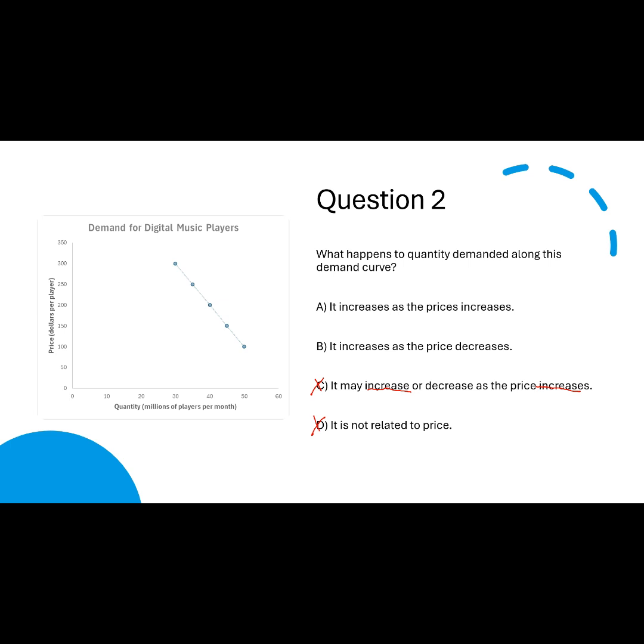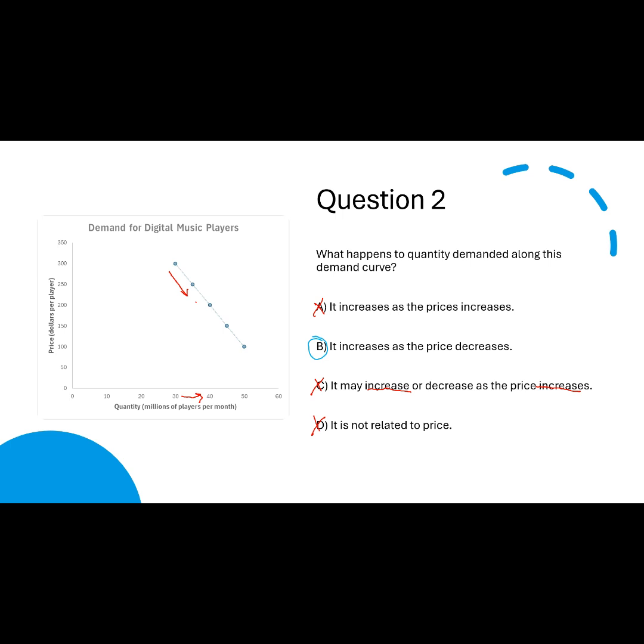It increases as the price decreases. Well, as the price falls, the quantity, as we can tell, increases. So that one looks like it might be right. And then A, it increases as the price increases. Well, that's definitely wrong, because if the price increases, demand is going to fall. There's going to be less demand for digital music players. So A is definitely wrong, and B is definitely correct in this case.